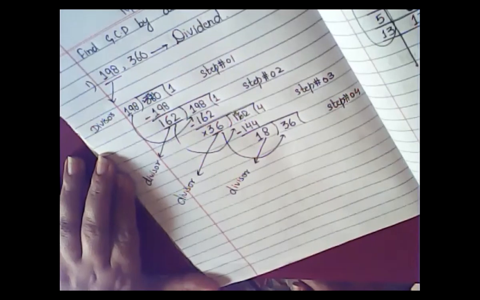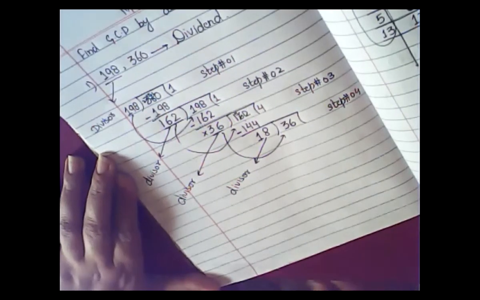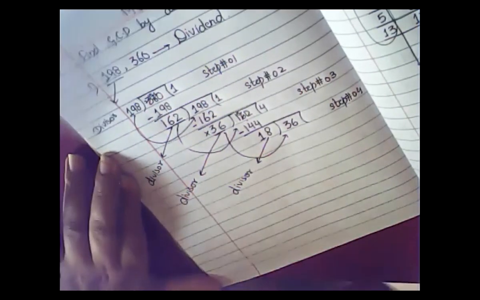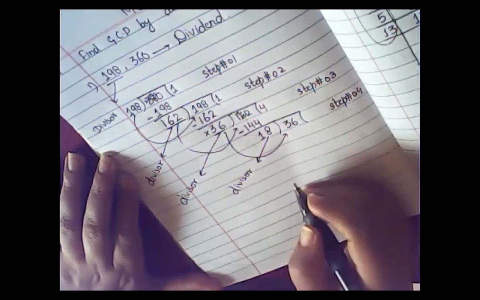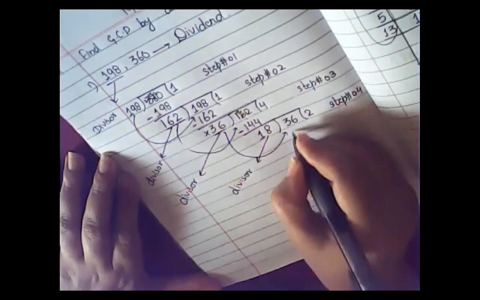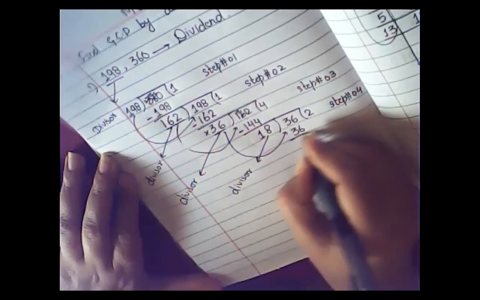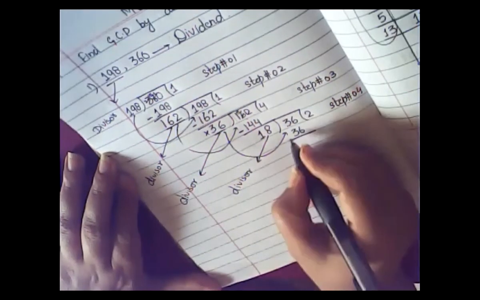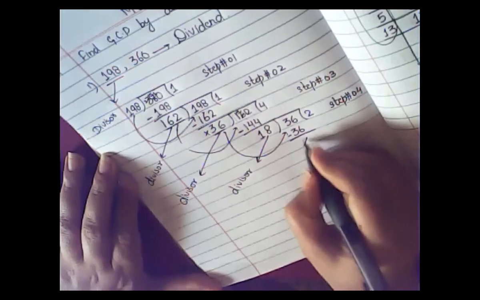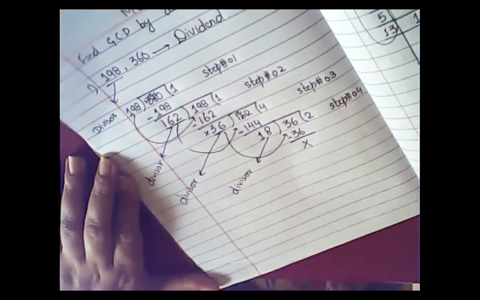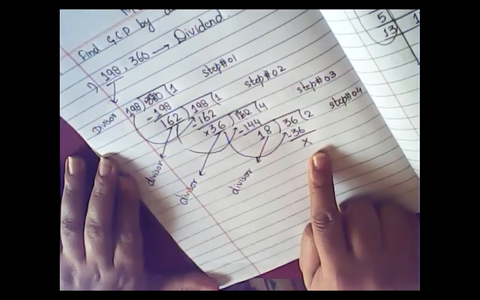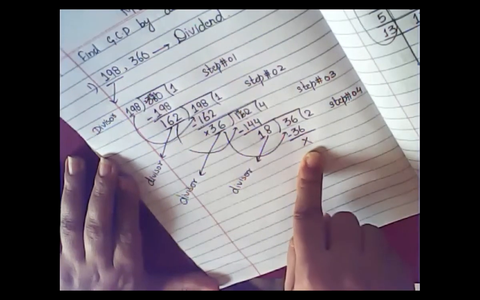Alina, I will explain it with the help of a slide as well. Please do not get confused. Now 18 multiplied by 2 will become 36. After subtracting, I will get no remainder here. So I will stop here. Why am I stopping here? Because I get no remainder here.